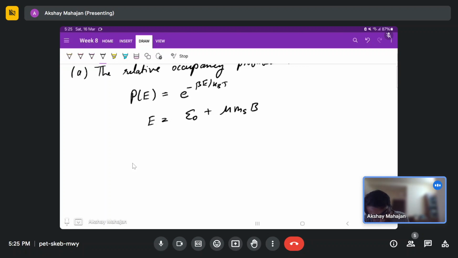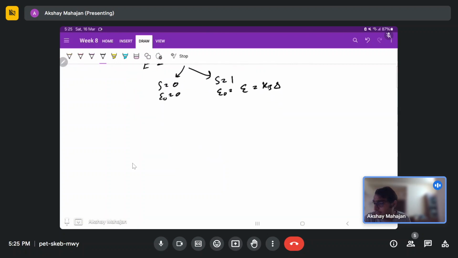So this is epsilon naught plus mu ms times B. And this is for the singlet case, for S equals 0, epsilon naught equals 0, and for S equals 1 cases, this epsilon naught is equal to some epsilon value, and that is equal to kB times delta.